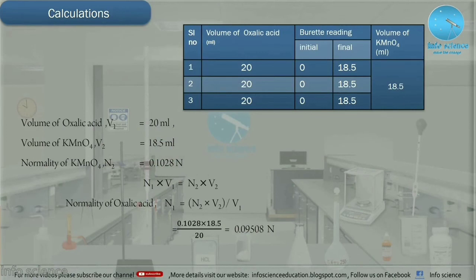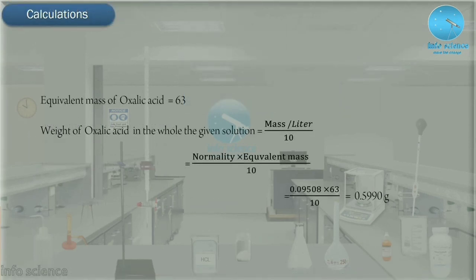Volume of the oxalic acid V1 equal to 20 ml and volume of the KMnO4 solution V2 equal to 18.5 ml. Normality of KMnO4 solution N2 equal to 0.1028 normal. The equation is N1 V1 equal to N2 V2. So normality of the oxalic acid N1 equal to N2 V2 divided by V1. By substituting the values of N2, V2 and V1, we get the normality of oxalic acid as 0.09508 normal.